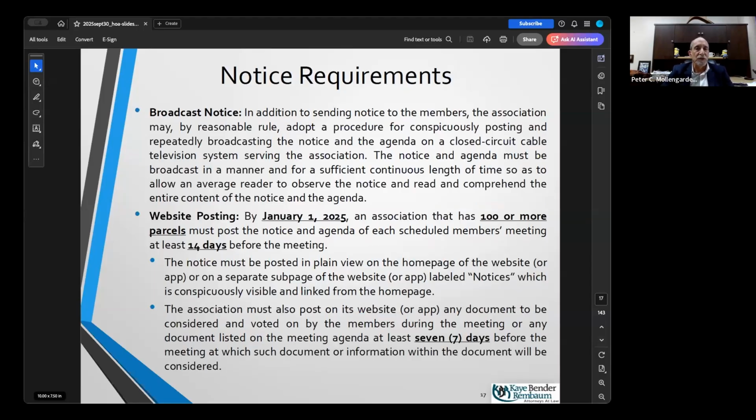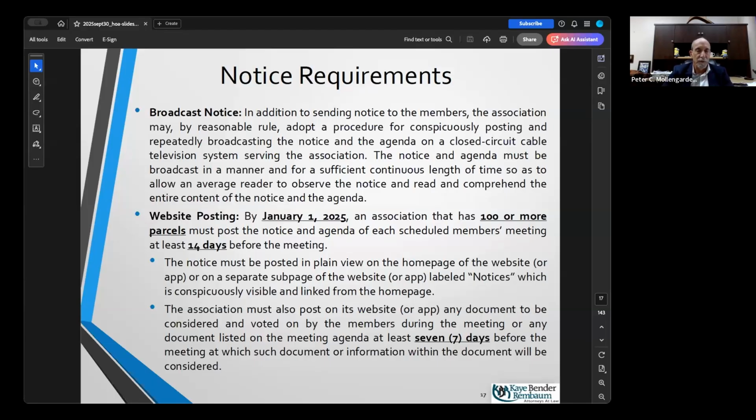In addition to sending the notice to the owners, again, this is in addition, not in lieu of, the association may, by rule, adopt the procedure for conspicuously posting and repeatedly broadcasting the notice of the meeting and the agenda on a closed-circuit cable TV system serving the association. In this instance, the notice and the agenda must be broadcast in a manner and for a sufficient continuous length of time so that an average reader can observe the notice and read and comprehend the entire content of the notice and the agenda. So it can't just be flashed up there for 2 seconds.